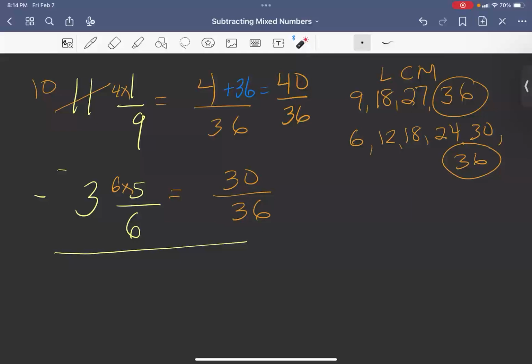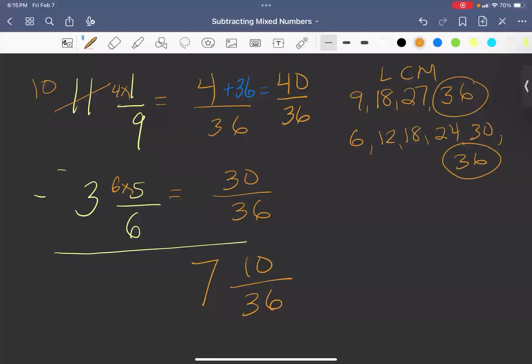So 40 minus 30 is 10. And we keep the same denominator of 36. And then 10 minus 3 is 7. So our answer is 7 and 10 over 36. However, it's not in simplest form.